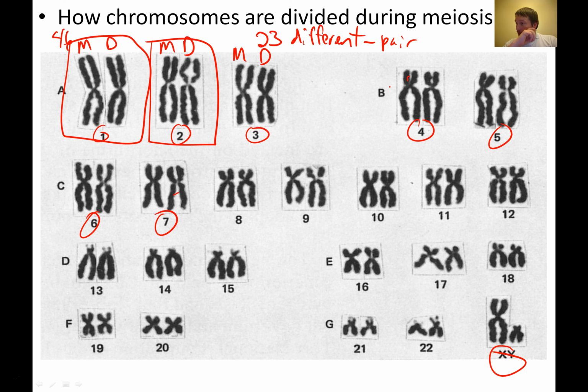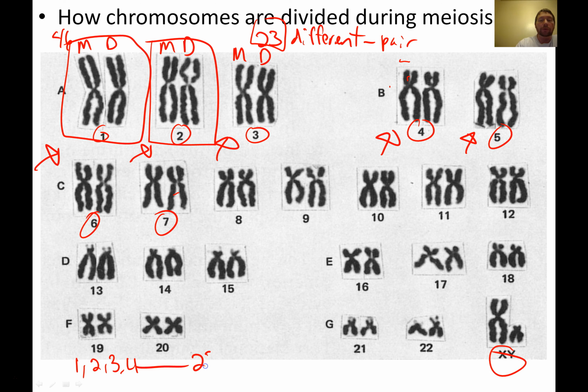What it comes down to when we're dividing up our chromosomes to make our gametes is that we're only going to pass on 23 chromosomes, but we're going to pass on one copy of each of the 23 different chromosomes. So when you make your gametes, each one of those gametes is going to have chromosome 1, chromosome 2, chromosome 3, chromosome 4, all the way through chromosome 23, which is your X or Y chromosome.